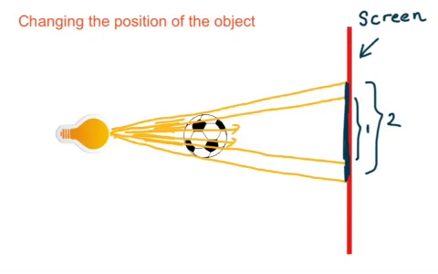Of course, if you do it the opposite, for example, if the ball is here in position 2 and you move it to position 1, then the shadow becomes smaller. So we can change the size of the shadow by changing the position of the object, by moving the object closer to the light source or further away from the light source.